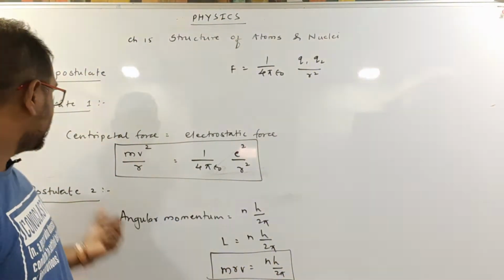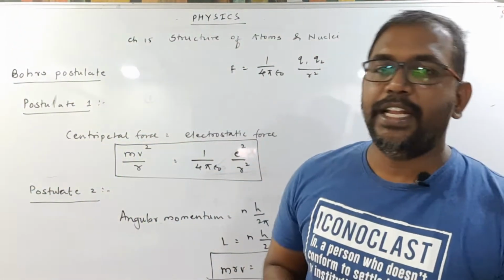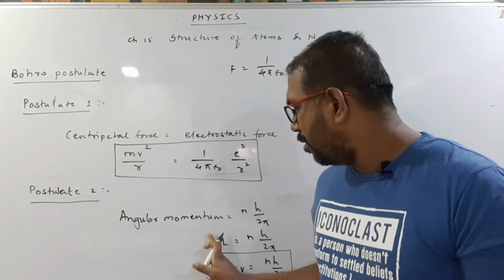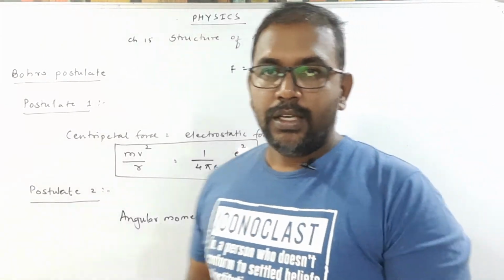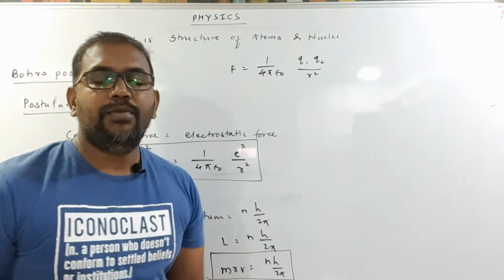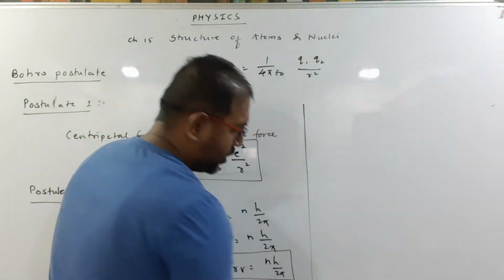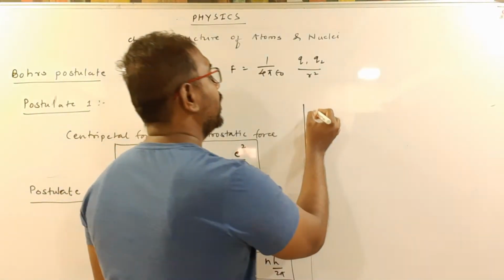Remember the second postulate, I repeat it again: an electron revolves without radiating energy only in those orbits for which the angular momentum is an integral multiple of h upon 2 pi. So in postulate 2 it is written when the electron does not radiate energy. In postulate 3 we have to write when the electron radiates energy. So postulate 3.